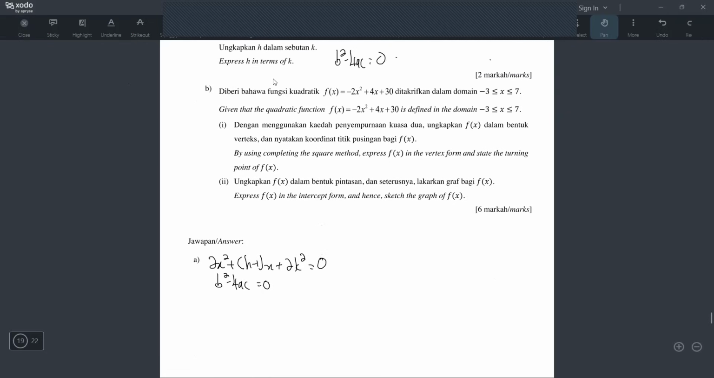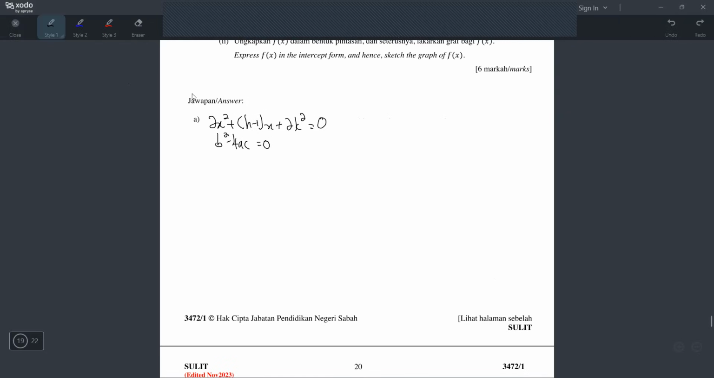Okay, what do they want? h in terms of k. So later we have to make h the subject. So let's put in the b, the a and the c. Okay, the b is h minus 1, the a is 2, the c is 2k squared. And now I want to find h, right?